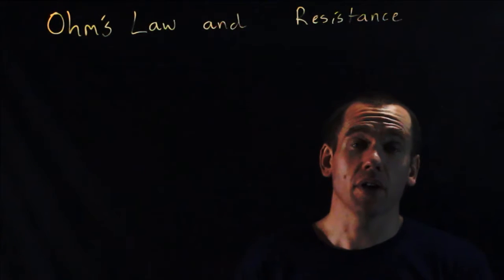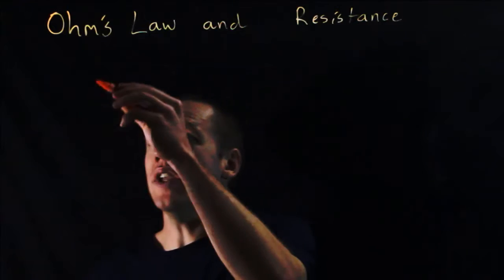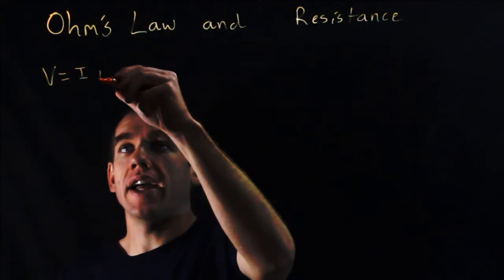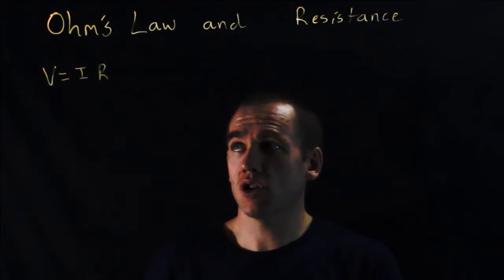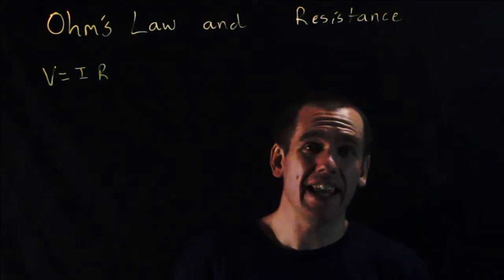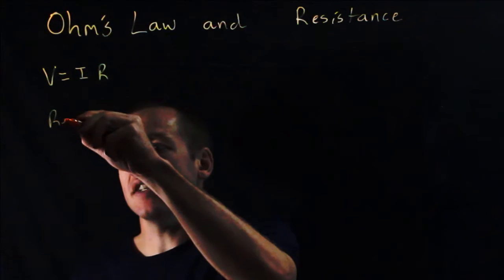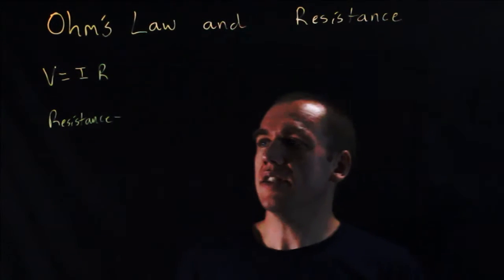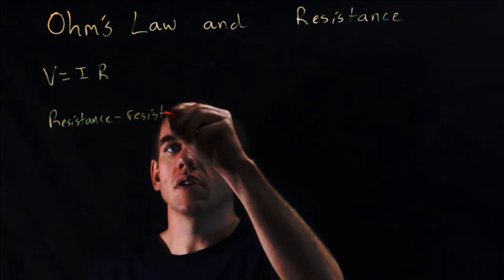In this lesson, we're going to take a look at Ohm's law, resistance, resistivity, and temperature. So we derived in the lab that V is equal to IR, or voltage is equal to current times resistance. Voltage is measured in volts, current is measured in amps, and resistance is measured in ohms. Resistance is actually not a very creative name, but it's pretty descriptive. Resistance refers to resistance to current.